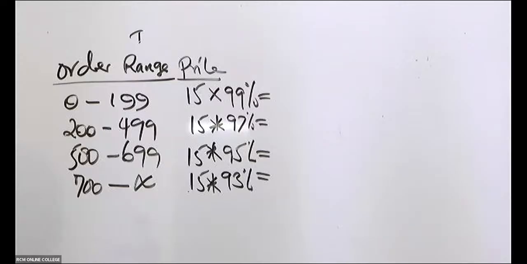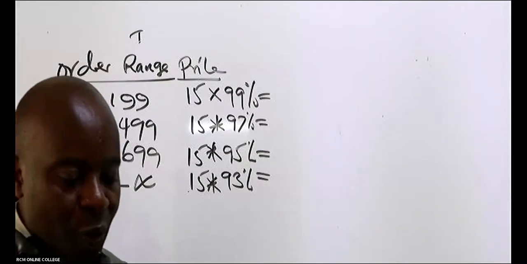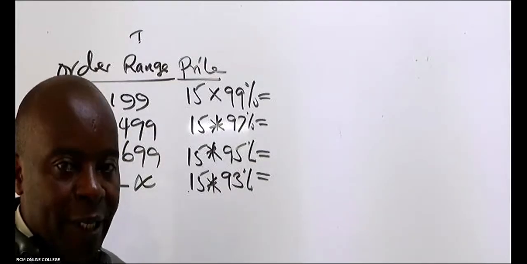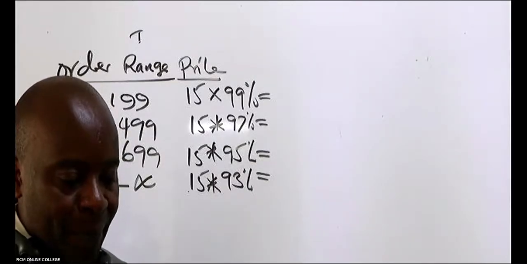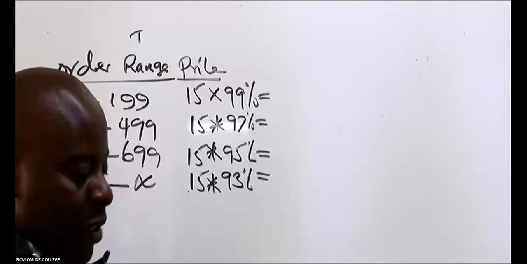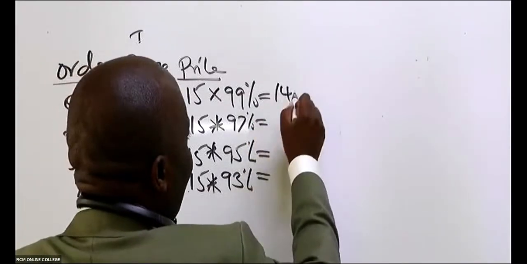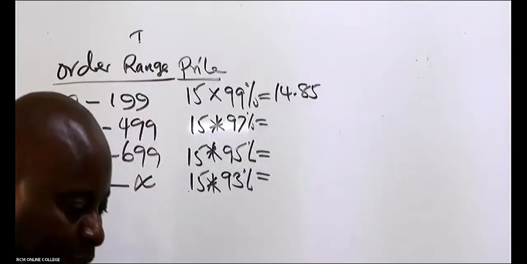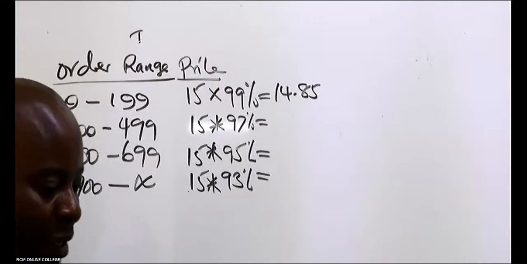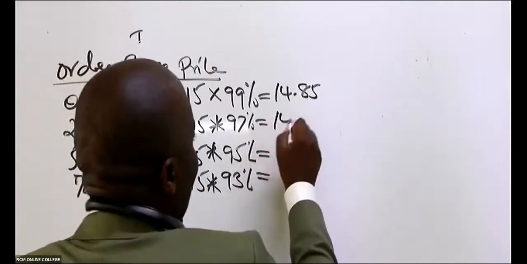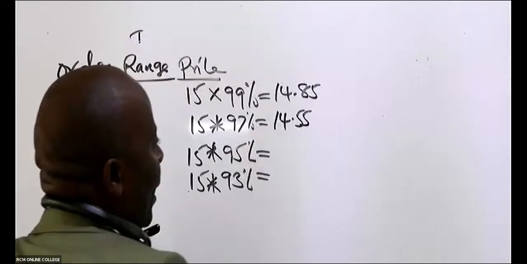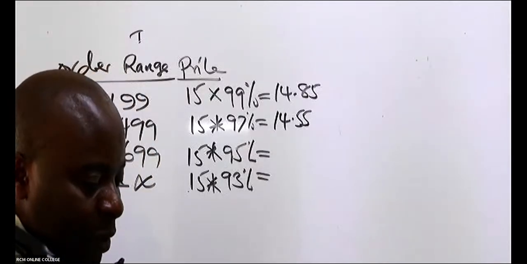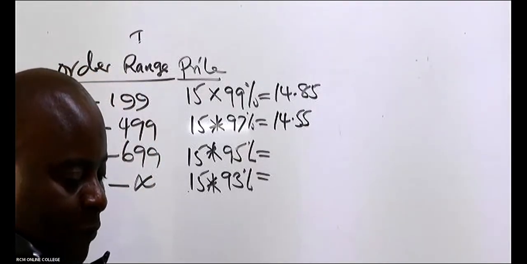So then, is there a good student who is able to give me these answers pretty fast? Yeah, according to Mercy, she's getting 14.85 Kenya shillings per unit. Then Irene has actually given me all of them. 14.55. You can see it is reducing because of bulk discounts.